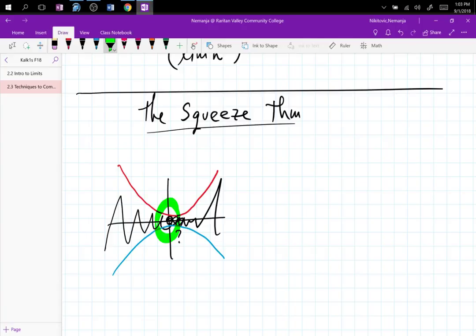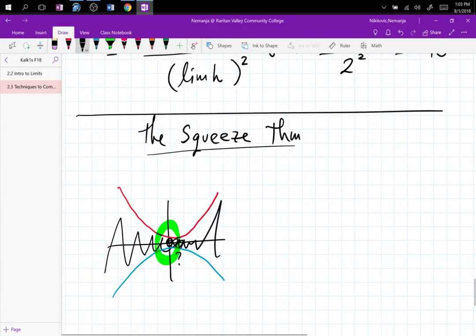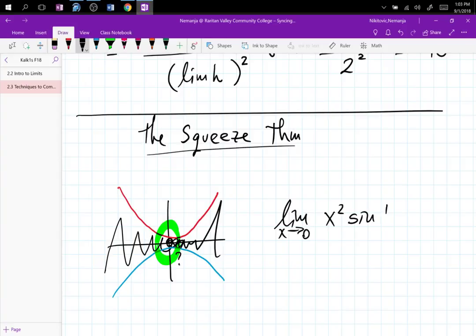So let's take a look at an example. And this is one of those times where I generally use what they have in a book, because these examples are very rare. Limit as x goes to 0 of x squared sine 1 over x.